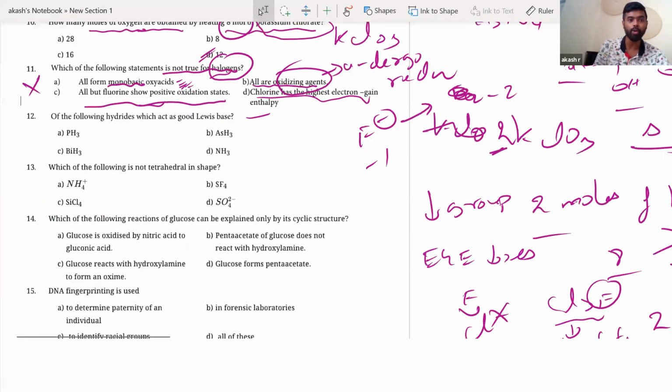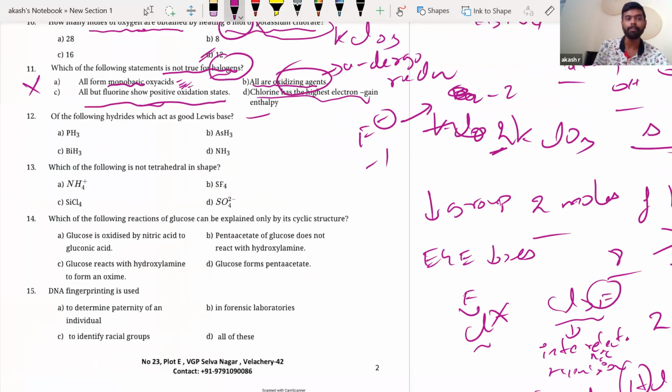So what they could have told is, instead of monobasic, they can form only one oxyacid. If they tell they all can form only one oxyacid, then that would have been a correct statement. Anyways, all statements here are true. Okay, fine. Next, of the following hydrides, which can act as a Lewis base?